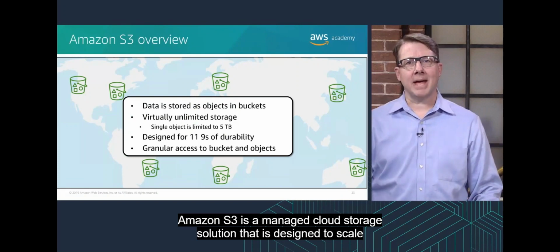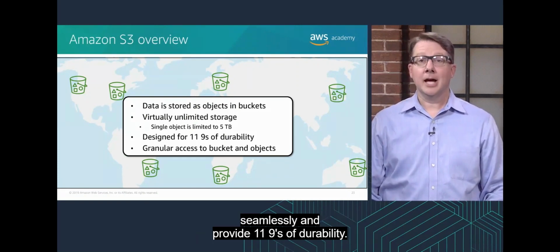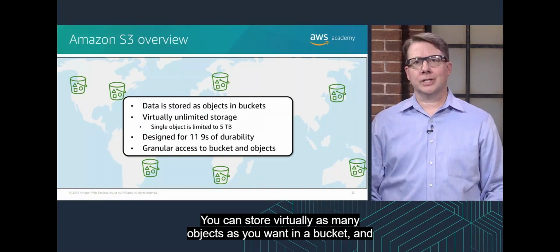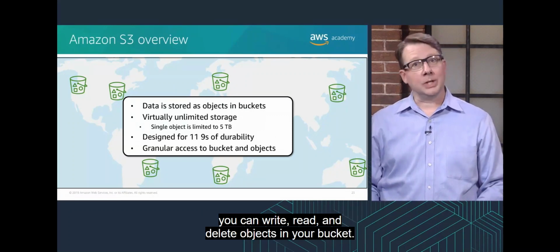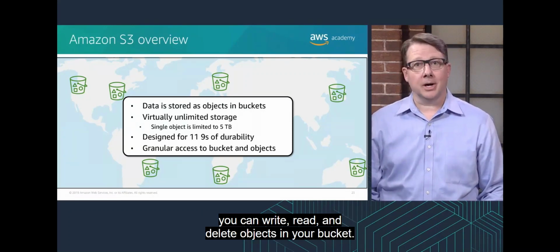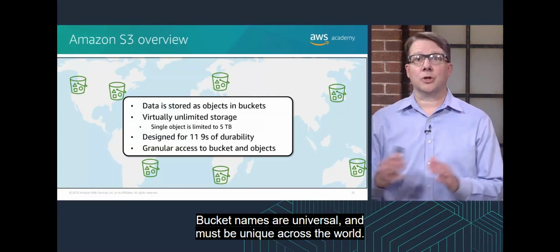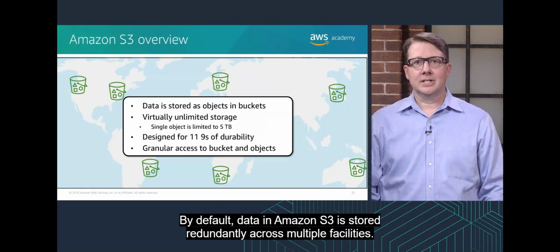Amazon S3 is a managed cloud storage solution that is designed to scale seamlessly and provide 11 nines of durability. You can store virtually as many objects as you want in a bucket, and you can write, read, and delete objects in your bucket. Bucket names are universal and must be unique across the world. Objects can be up to 5 terabytes in size. By default, data in Amazon S3 is stored redundantly across multiple facilities.